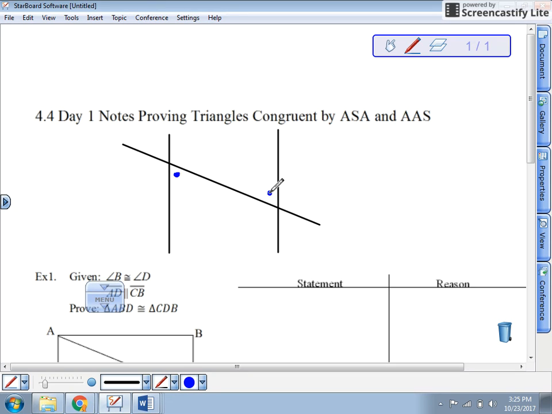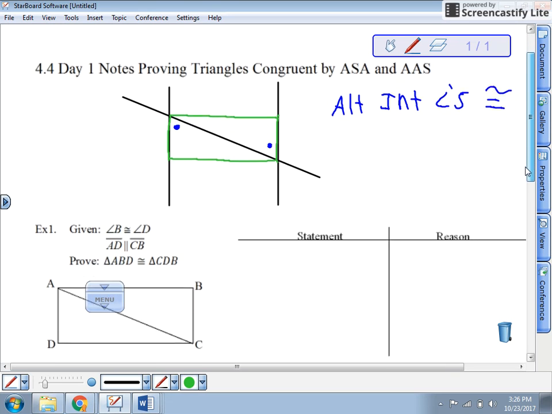Remember, that was alternate interior angles, right? And anytime we had alternate interior angles, we knew that those were congruent. So what you'll notice today now is if I extend this line here and I extend this line here, I'll have two triangles. And if they tell you that something is parallel, I promise that you'll be using our alternate interior angles are congruent. So with that being said, let's take a look at our first example.